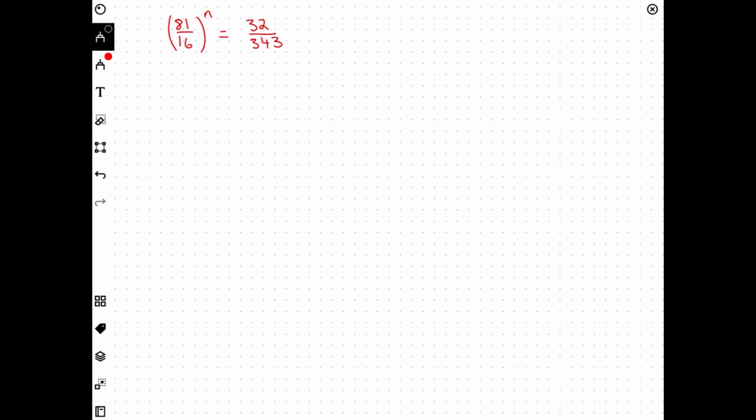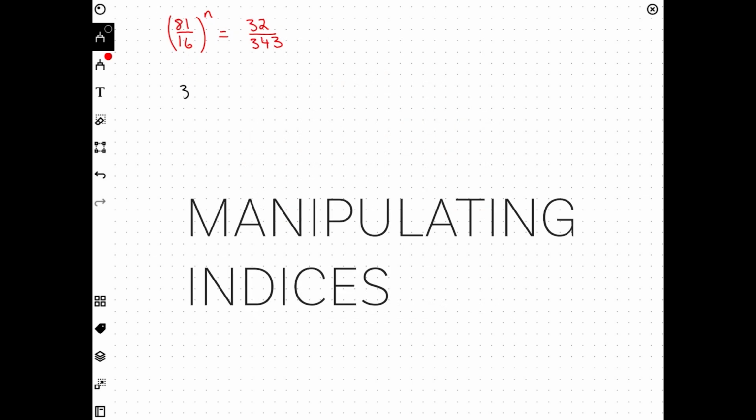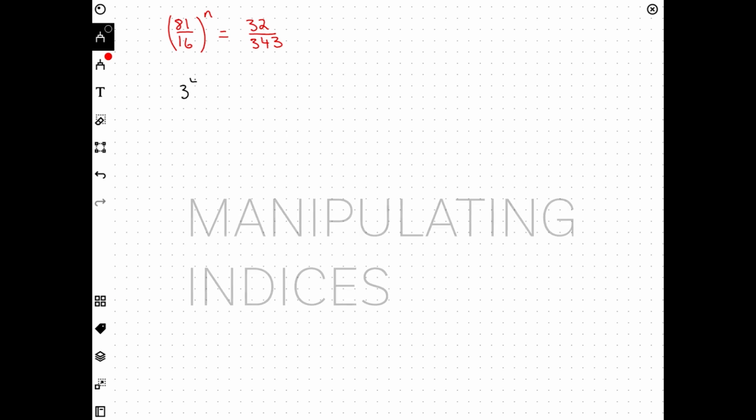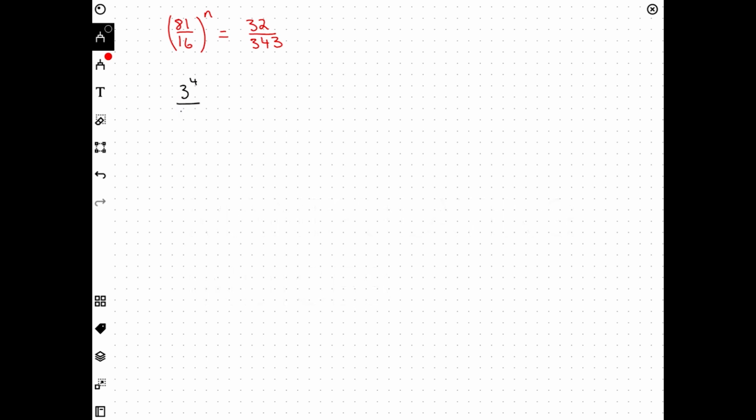First thing in this question is we need to recognize our powers. 81 is 3 to the power of 4, and 16 is 2 to the power of 4. So we can rewrite the left-hand side like this. We also need to be able to recognize that 32 is 2 to the power of 5, and 343 is 3 to the power of 5. These powers of 2 are very, very useful to know, and similarly these powers of 3, they come up quite a bit in these types of questions.